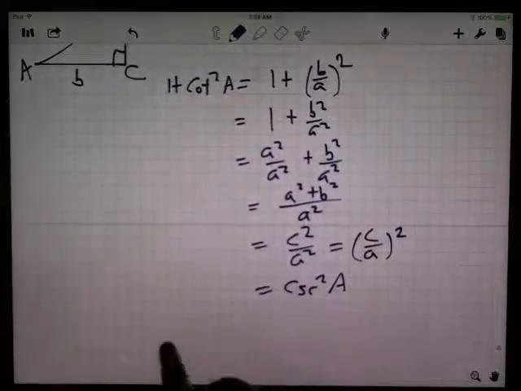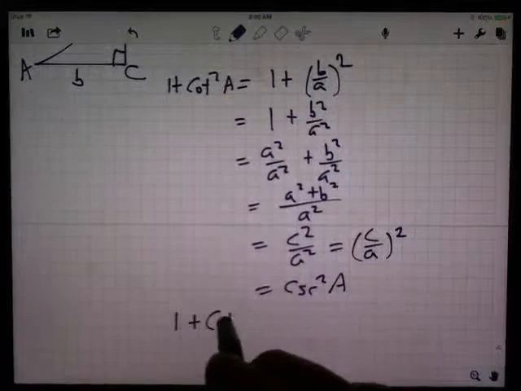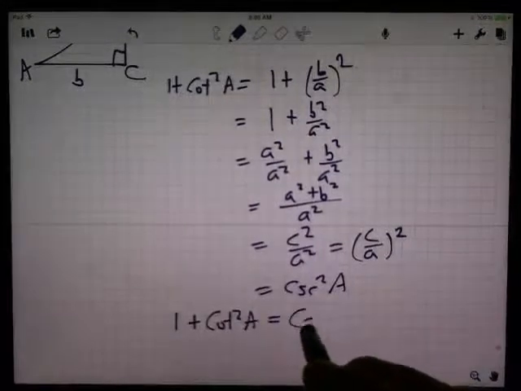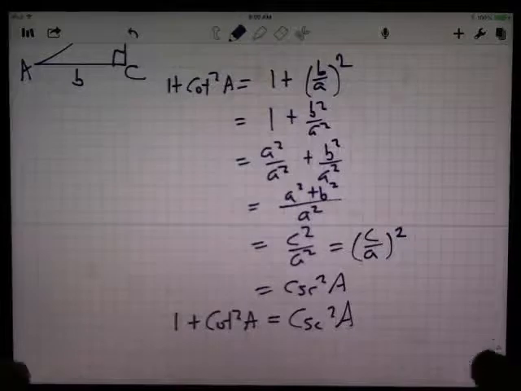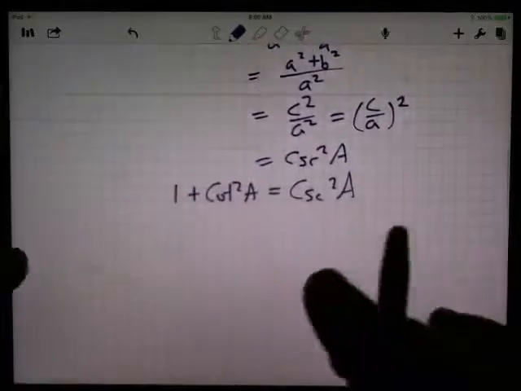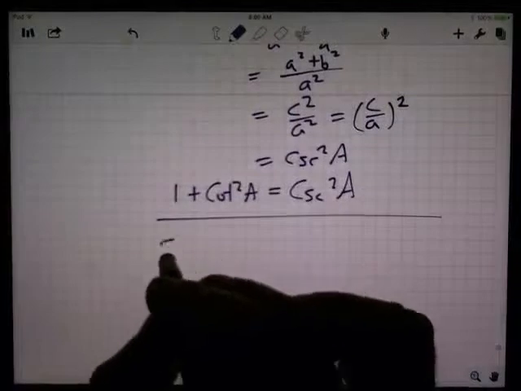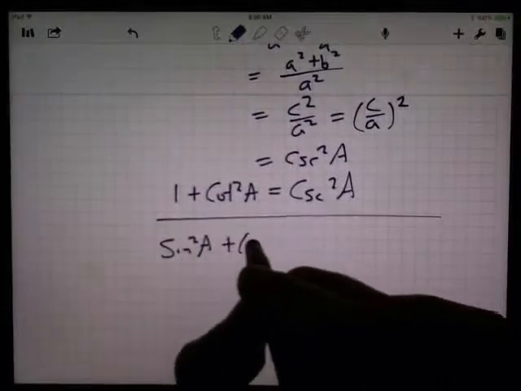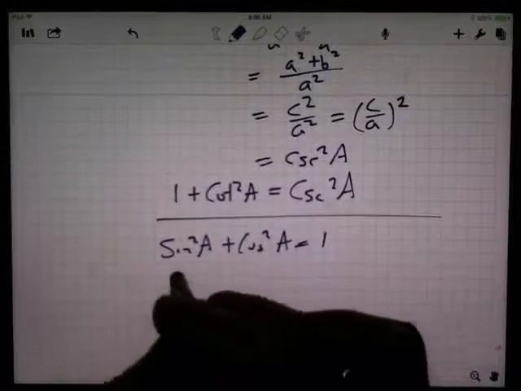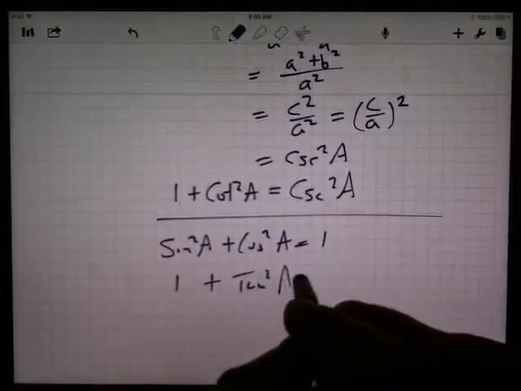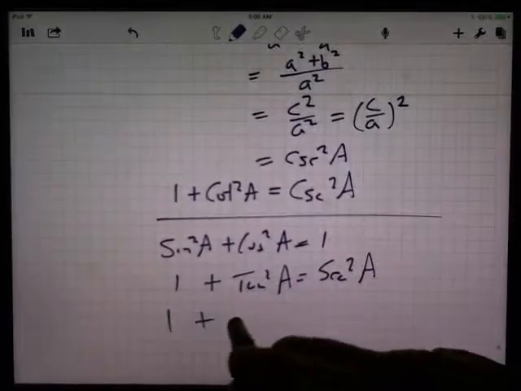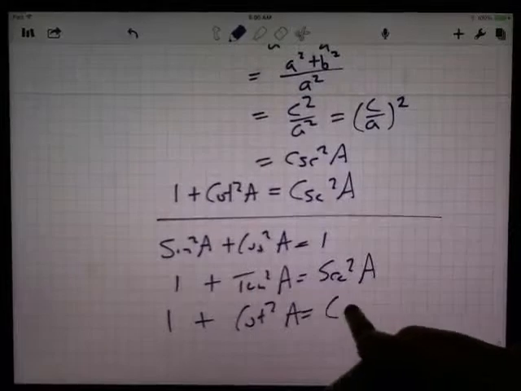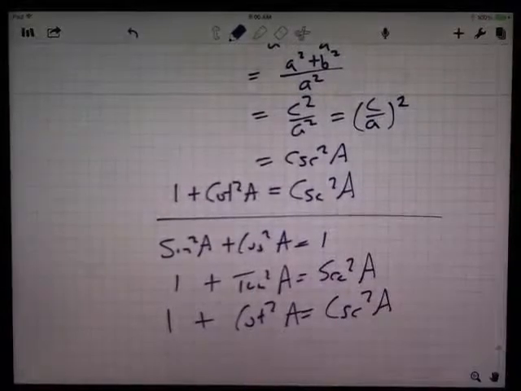The identity that I just ended up with was 1 plus the cotangent squared of A equals the cosecant squared of A. There you go. 3 Pythagorean identities. To rehash here, let's put them down. We've got sine squared A plus cosine squared A equals 1. 1 plus the tangent squared A equals the secant squared A. And lastly, 1 plus the cotangent squared A is the cosecant squared A. Pythagorean identities.